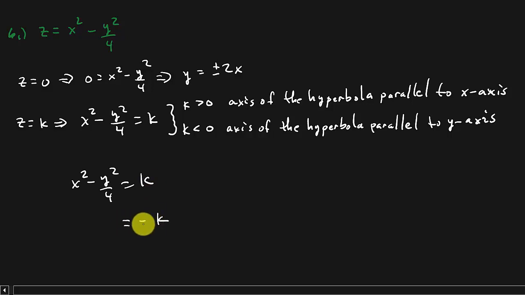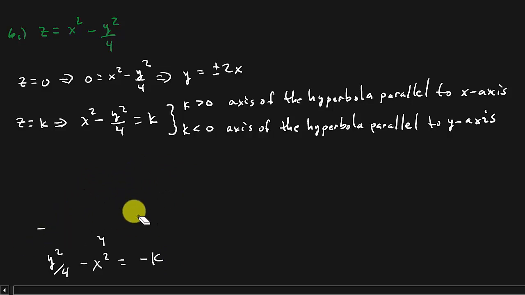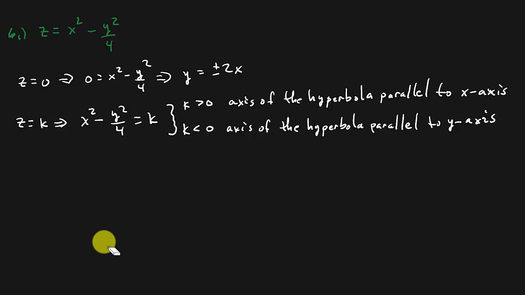So that would leave me with negative k, right? Now remember, this term right here is positive because k is negative. So if k is negative, a negative and a negative make a positive. And that would leave me with negative x squared plus y squared over 4, which is y squared over 4 minus x squared equals negative k. You see what that does? So you need to look at both of those right there. Okay, and like I said, if you're not good on the conic sections, you really need to go back and look at them. All right.